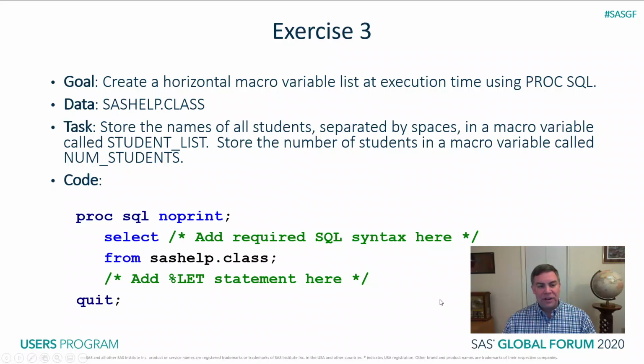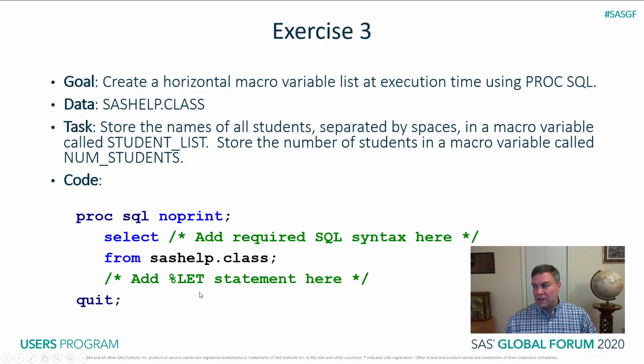For our third exercise, we're going to create one of these horizontal macro variable lists using PROC SQL. This time we'll use the SASHELP.CLASS dataset, and we're going to get the names of all the students separated by spaces into a macro variable list called student_list. And we're also going to grab the number of students and put it in a macro variable called num_students. Here's the code we're given. All we need to do is complete the select statement and then add a %let statement here at the bottom to get the number of students.